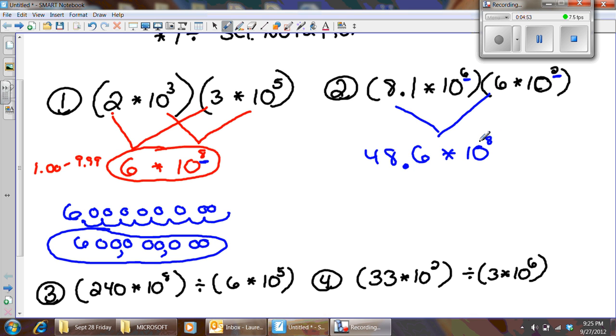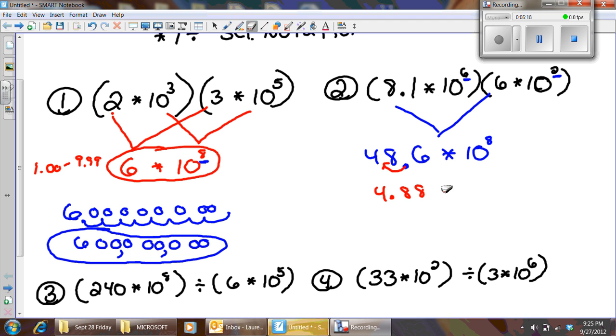The only problem is, look at this answer. This answer should bug you. It's not in scientific notation. The decimal point is not after the first non-zero number. So I am going to need to divide this 48.6 by 10. If I divide it by 10, that will move the decimal point there. So my new number will be 4.86.